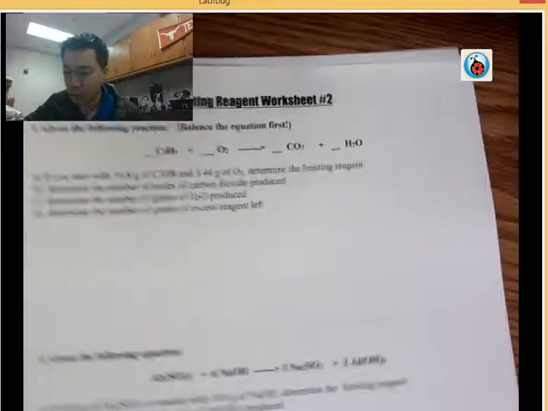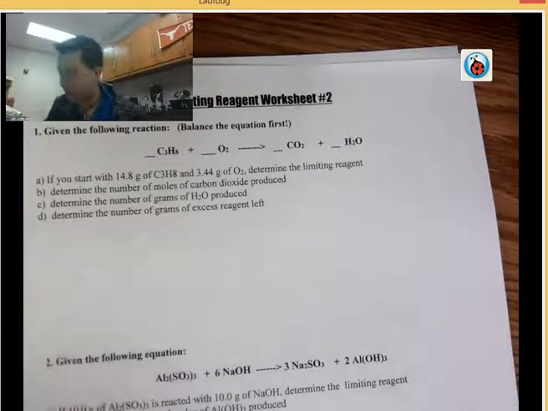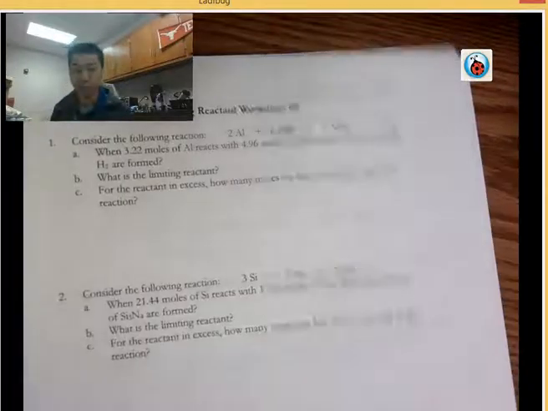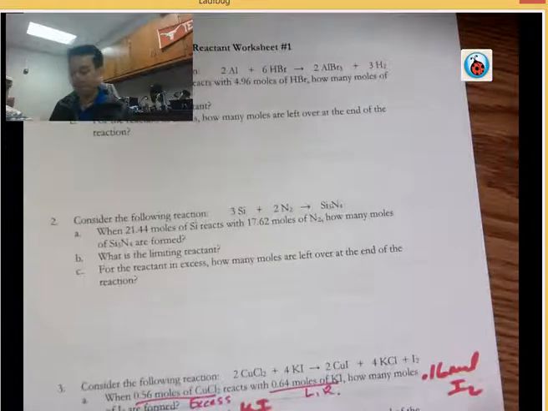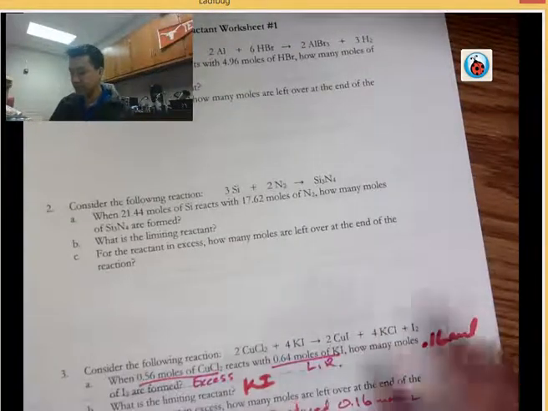Okay, welcome back. You have done already limiting reagent worksheet 1. Make sure you finish 1, 2, and 4. Okay, I will have the answers posted on Canvas right below this assignment very soon.